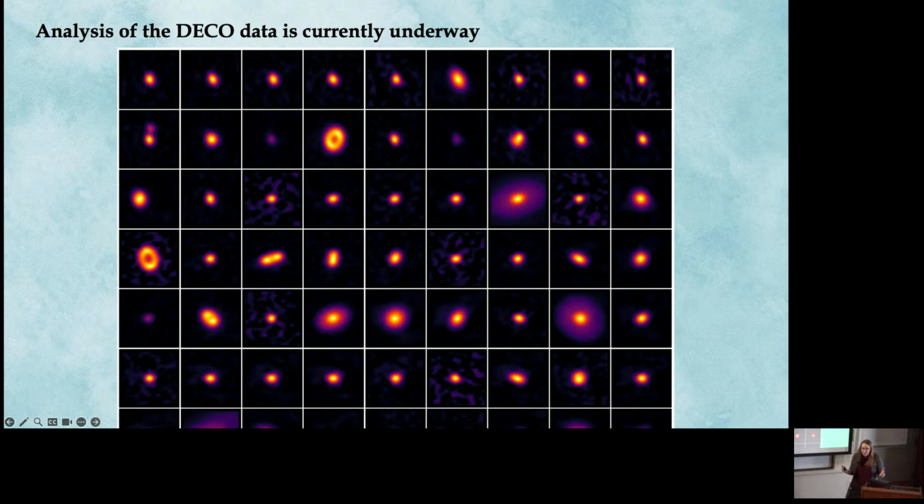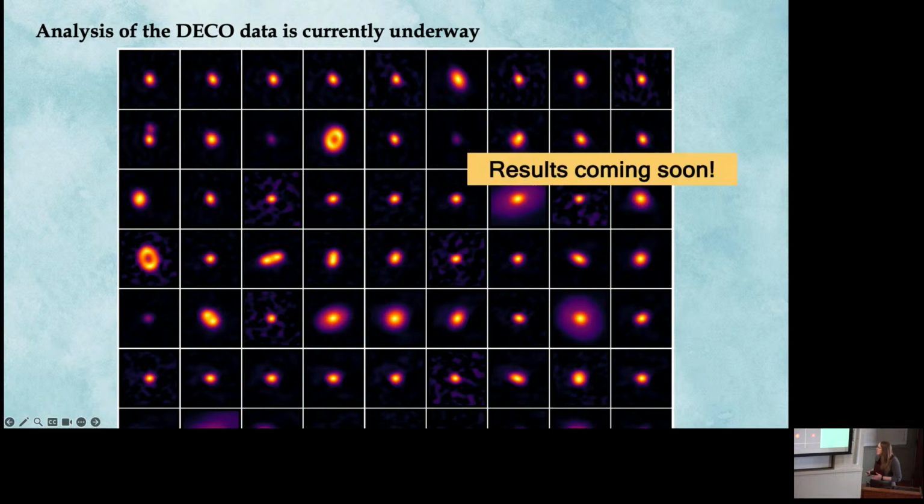So status of this program, all of the data has been taken, all of the data has been imaged, so we are in the science phase. This is an example of the continuum emission images for a subset of the disks, and results are underway. A lot of science going on with this data set, and going to be exciting to see what comes out of it.